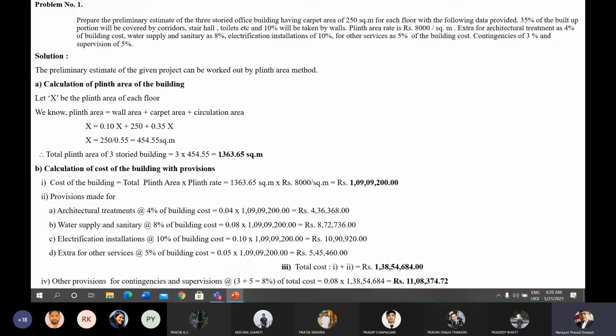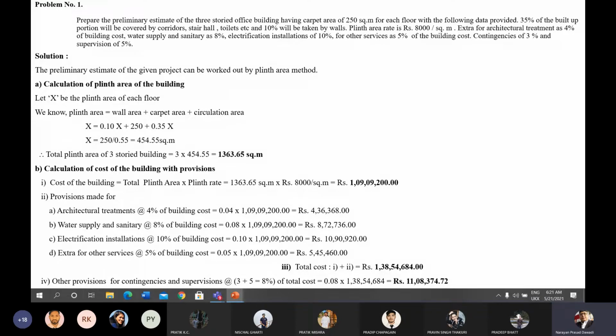For the total cost, after providing some provisions of architecture treatment, water supply, electrification, and other extra services, which are considered as a certain percentage of the building cost. That's why contingencies and the supervisions are provided on the total cost. Other provisions for contingency and supervision are 3% and 5%. The 3 plus 5 together will be 8% of the total cost.